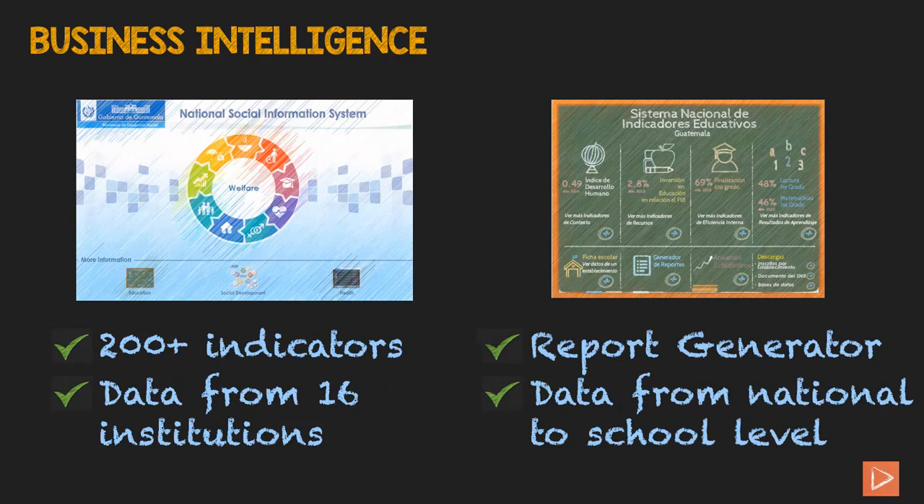Now, this system is very much alike to the National Social Information System, but focuses specifically on education. It has some 50 or 60 indicators included. But not only does it have the indicators, in this case, we also have a report generator. So basically, the user decides what information he wants to look at this particular time, and the generator will produce that information and customize it to specific parameters that the user decided to use. But also, not only does it show information on the national level, it goes all the way down to the school level, and that's very important.